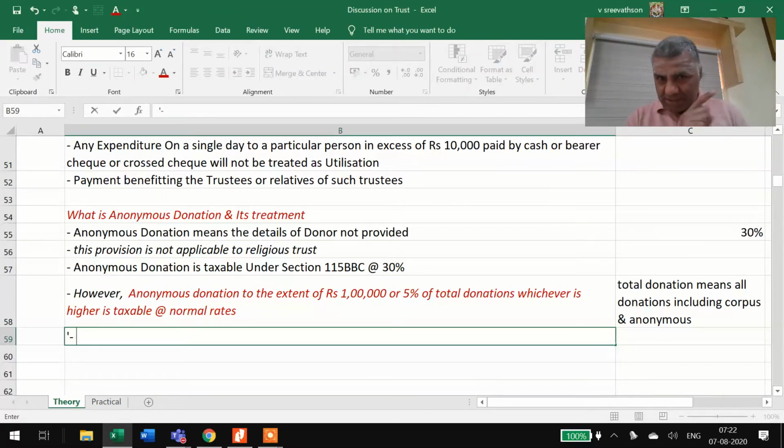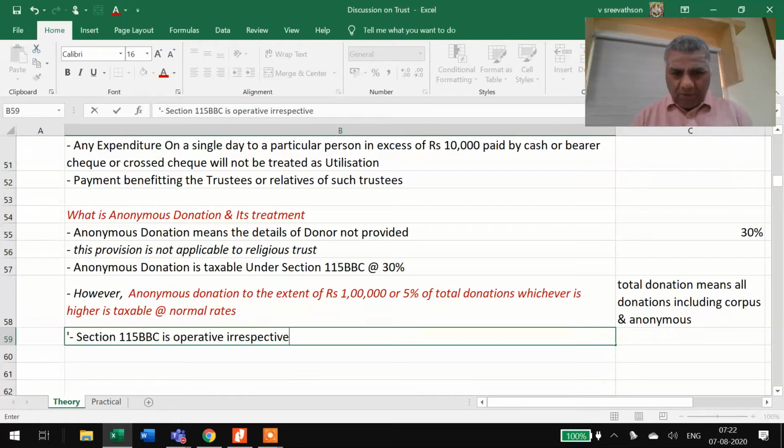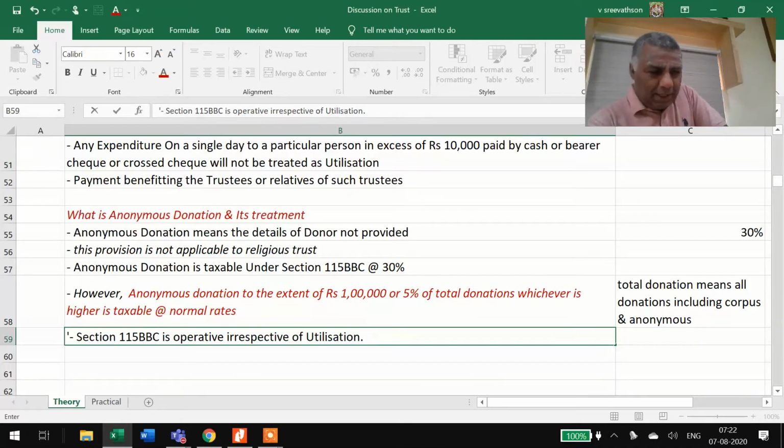For the question Vijay now asked me, Section 115 BBC is operative irrespective of utilization. Okay. Just now I read the question also, if you remember. Though not in this line. Just now I read the question.